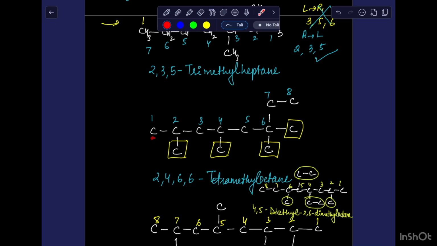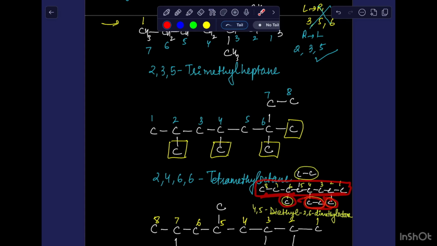I have written many examples where the lowest set of locants is to be used. You can pause the video, look at all the examples and practice yourself. This one is 2,4,6,6-tetramethyloctane. This one is 4,5-diethyl-2,6-dimethyloctane. We'll write ethyl before methyl because ethyl starts with E.